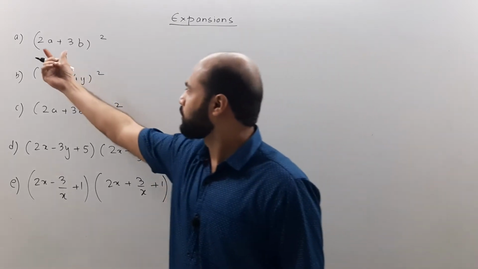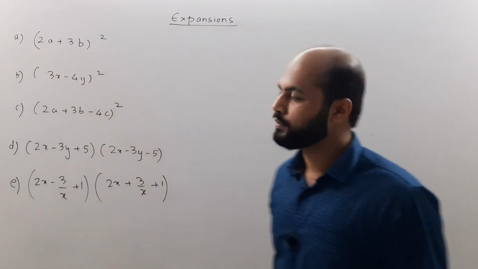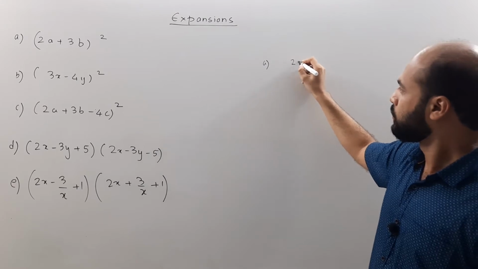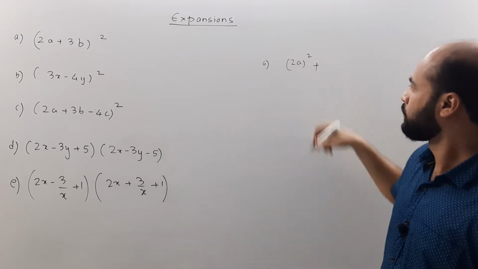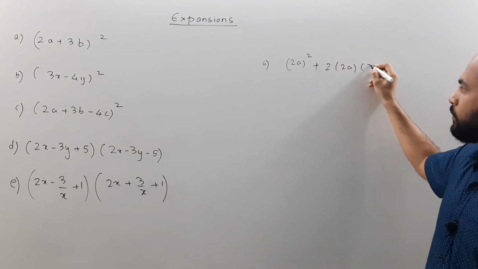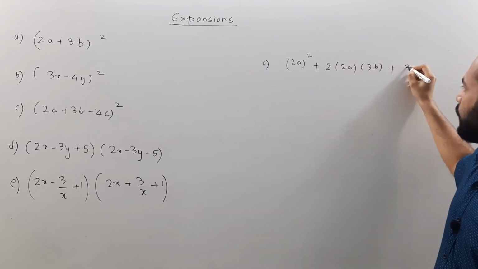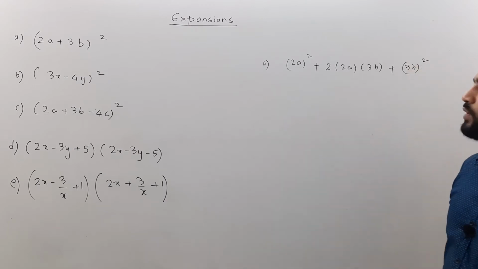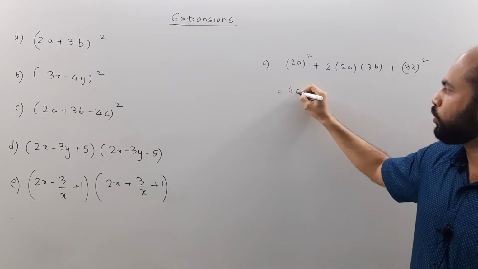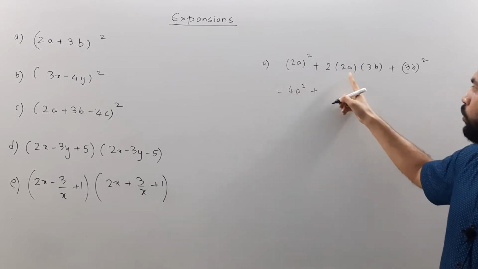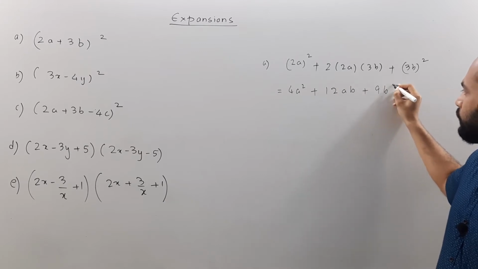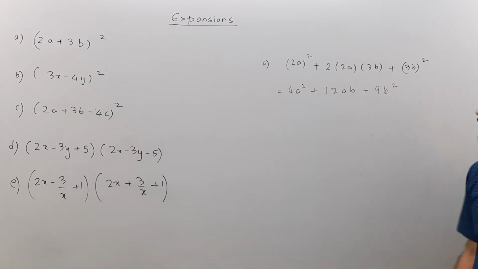So this now I am considering as x and this is y. So it should be done as (2a) the whole square plus 2 times 2a times 3b plus (3b) the whole square, which means that the final expression would come out as 4a square plus 4 3s are 12ab plus 9b square. This is the first answer.